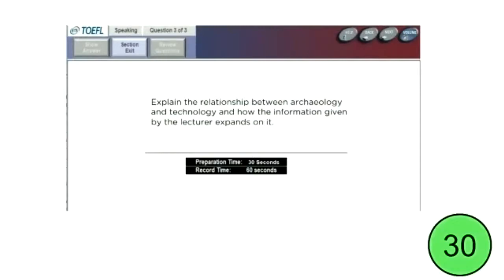Okay, you have 30 seconds now to use that suggested vocabulary and your notes to explain the relationship between archaeology and technology and how the information in the lecture expands on the passage.